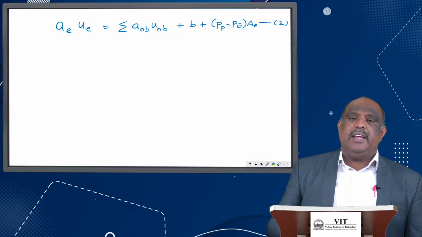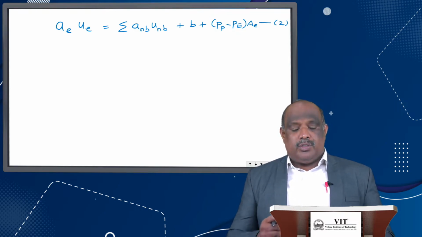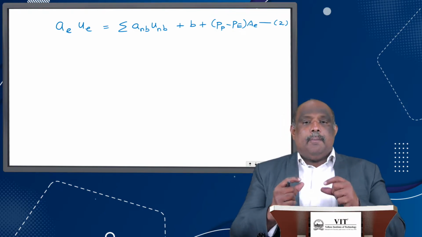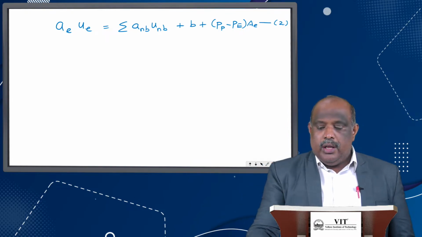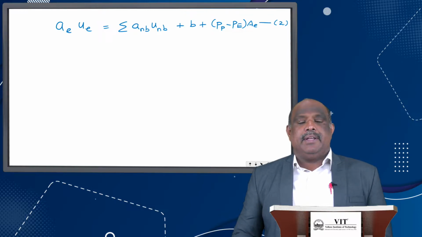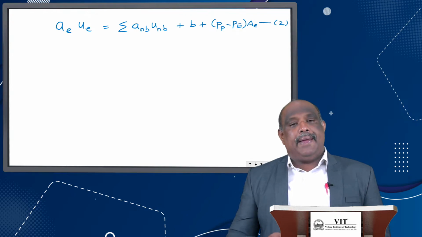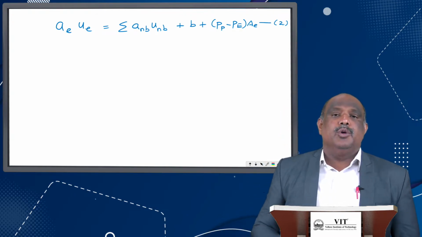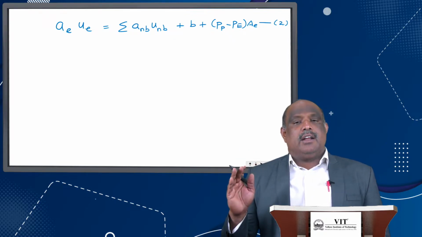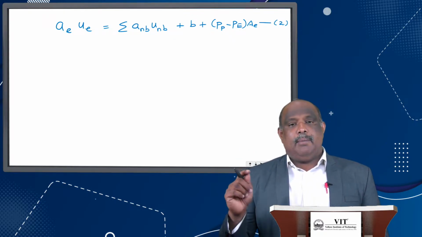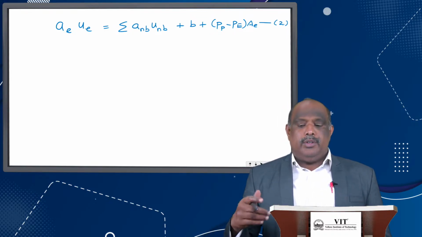This UE depends upon the various velocity components, but the main driving force for this equation is the pressure gradient, because the flow will happen only whenever there is a pressure difference. We are unaware of this PP minus PE. We do not know what PP is, we do not know what PE is. If I know PP and PE, definitely I can get UE. Once again, coming to the basics, in the momentum equation we have U, V, W and P. Here we have U, V, W, but the unknown is only the pressure.